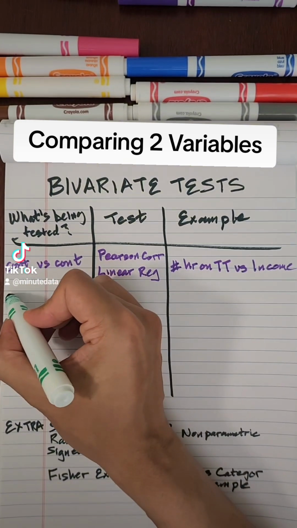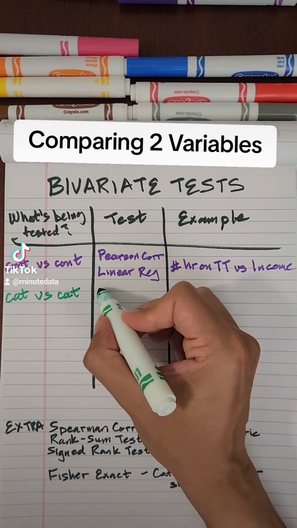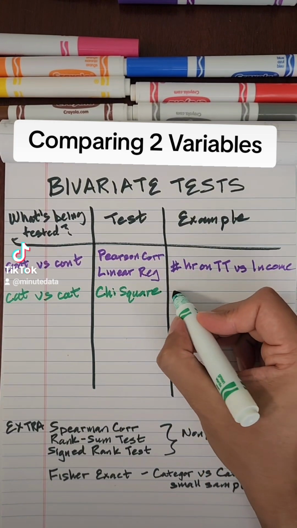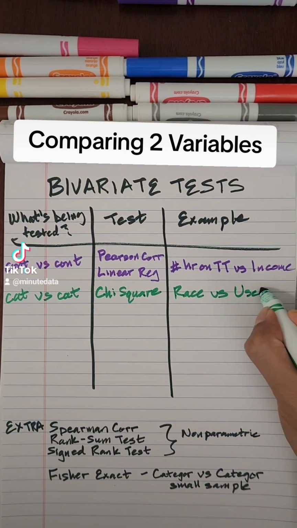Let's now look at categorical variable versus categorical variable. In this case, you may want to use a chi-square test. An example could be race versus whether to use TikTok or not.